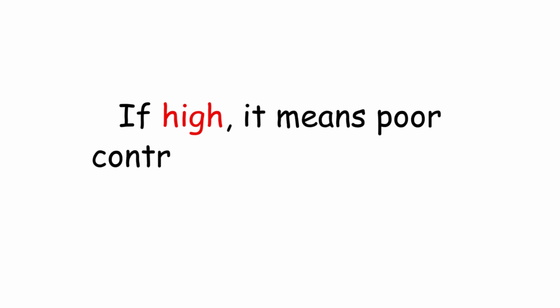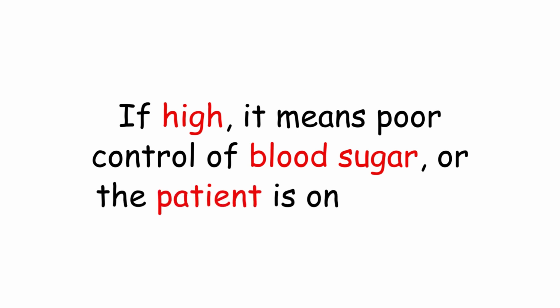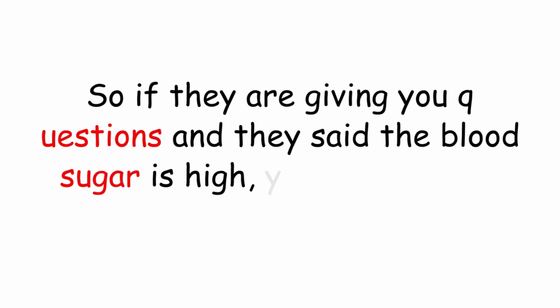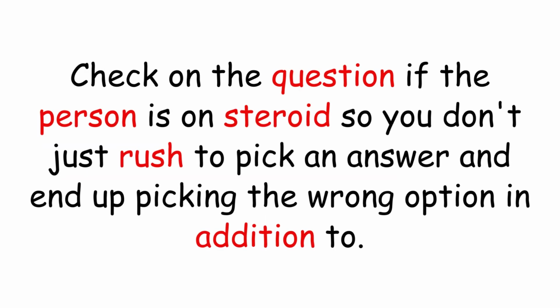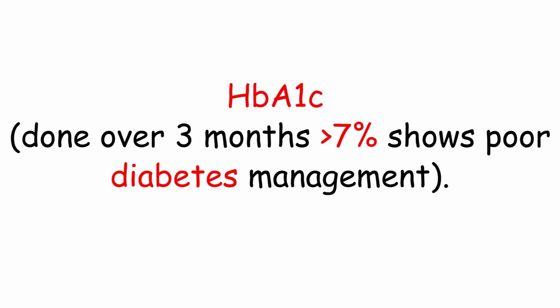So if the blood sugar is high, it means poor control of diabetes or that the patient is on steroids. If they give you questions and they say the blood sugar is high, above the range, check in the question if the person is on steroids, so you don't just rush to pick an answer and end up picking the wrong option.